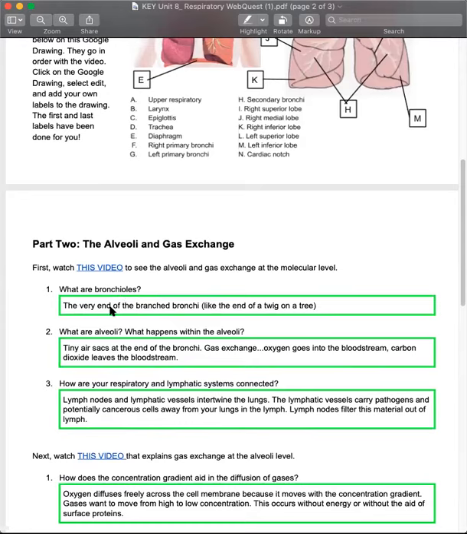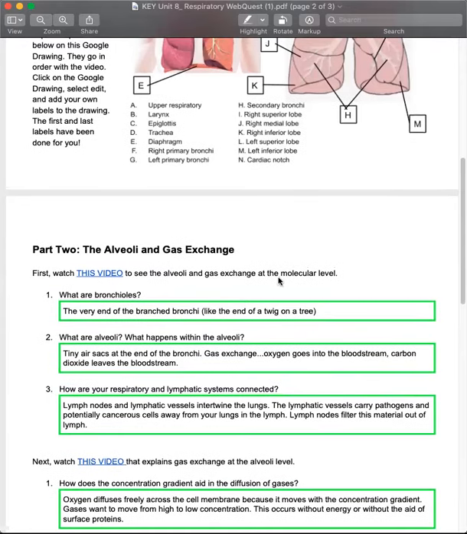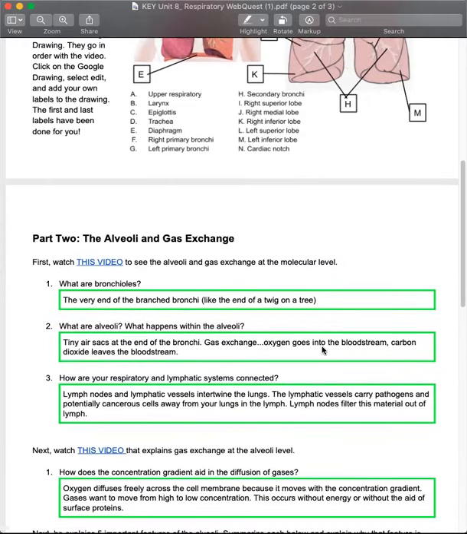Bronchioles are the very end of the branched bronchi, like the twigs on a tree. So they're at the very end here, these little twigs. Alveoli are the tiny air sacs at the end of the bronchi. And they are the area where gas exchange happens. So you should be familiar with this at this point in the game. You've done a lot on the respiratory system. This is where oxygen goes into the bloodstream and carbon dioxide leaves the bloodstream.